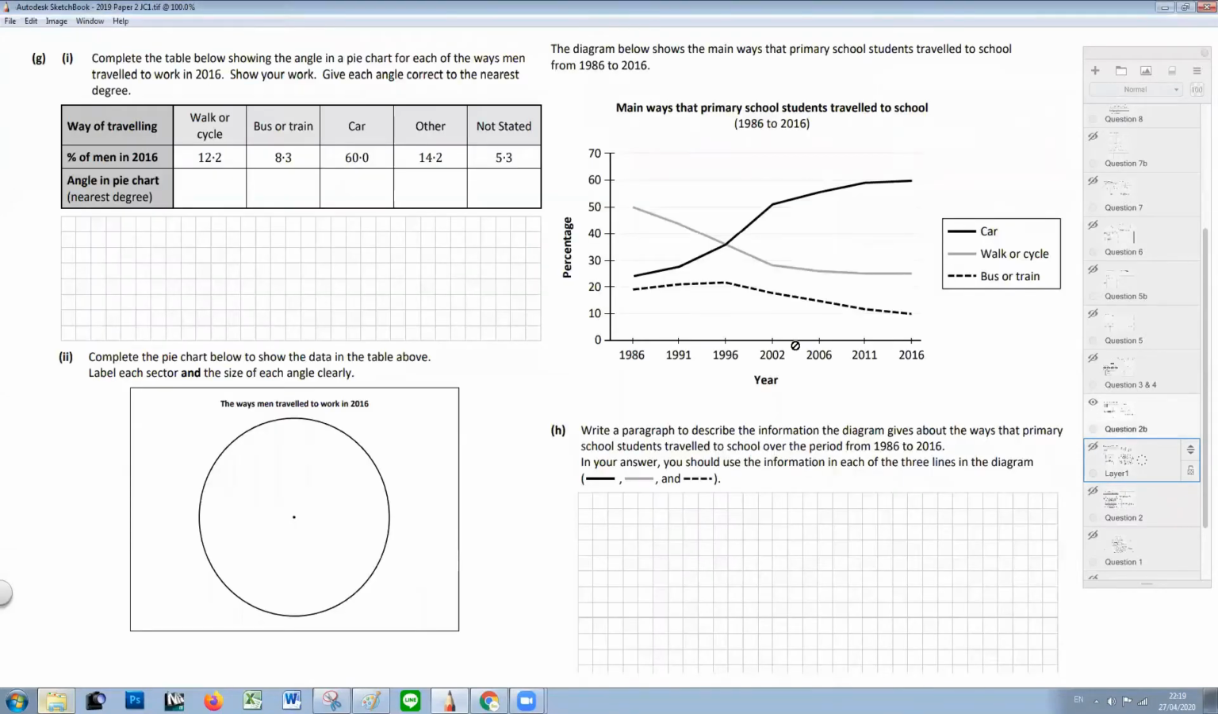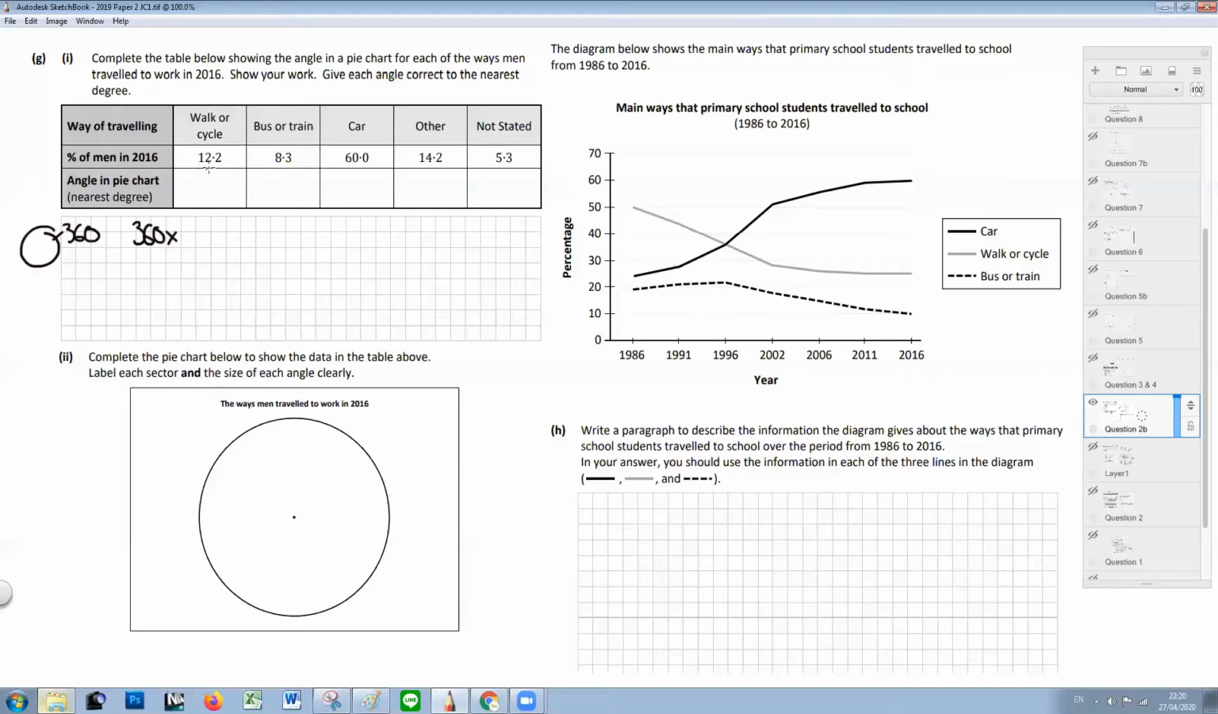Okay, so the next thing we'll do is complete the table below showing the angle in a pie chart for each of the ways men travel to work in 2016. Show your work, give each angle correct to the nearest degree. So a circle is going to equal 360 degrees. So the whole amount of a circle is 360 degrees. Now, what we need to do is multiply 360 by each of these percentages.